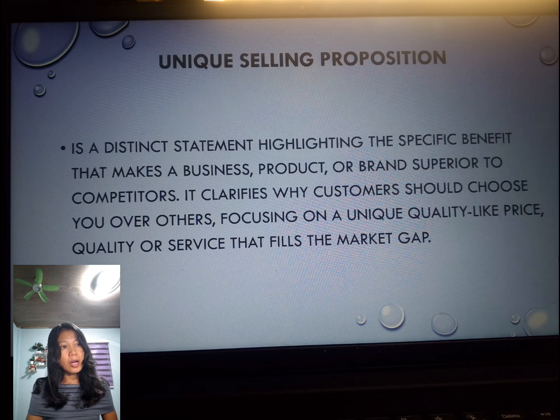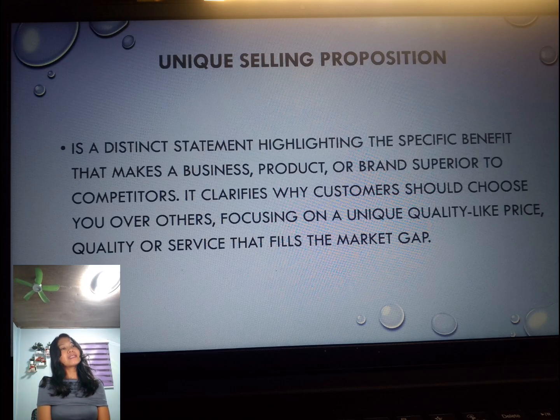And now let's jump into the unique selling proposition. When we say a unique selling proposition, it is a distinct statement highlighting the specific benefit that makes a business, product, or brand superior to competitors. So it clarifies why customers should choose you over others, focusing on a unique quality like price, quality, or service that fills a market gap.